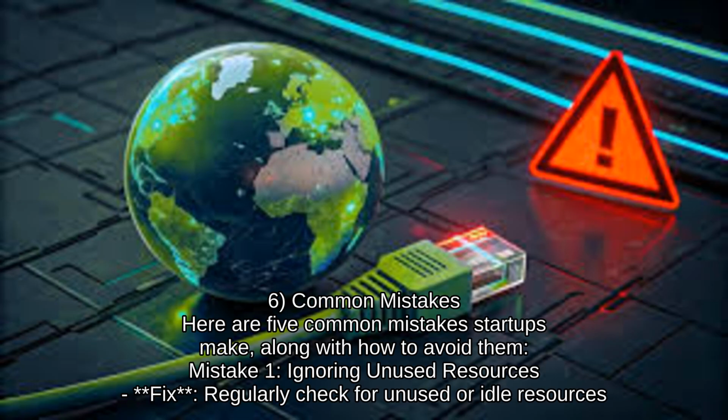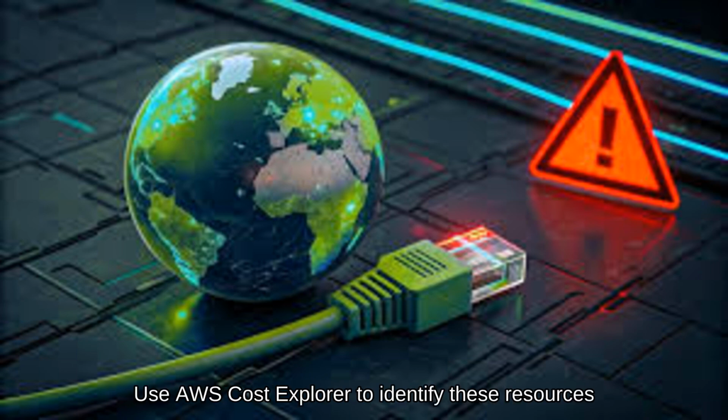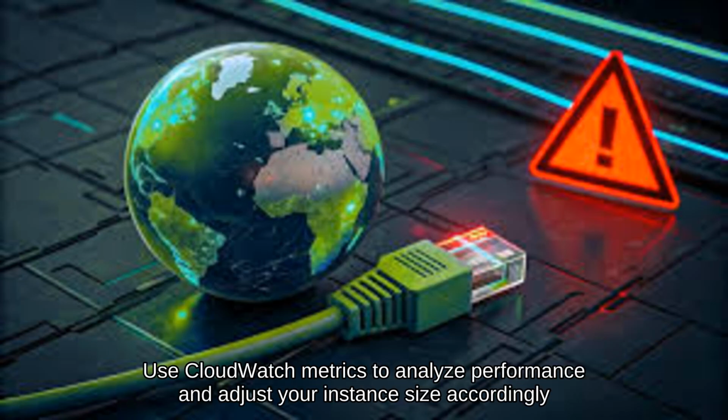Common mistakes. Here are 5 common mistakes startups make, along with how to avoid them. Mistake 1. Ignoring unused resources. Fix. Regularly check for unused or idle resources. Terminate what you don't need. Use AWS Cost Explorer to identify these resources. Mistake 2. Over-provisioning instances. Fix. Make data-driven decisions. Use CloudWatch metrics to analyze performance and adjust your instance size accordingly.